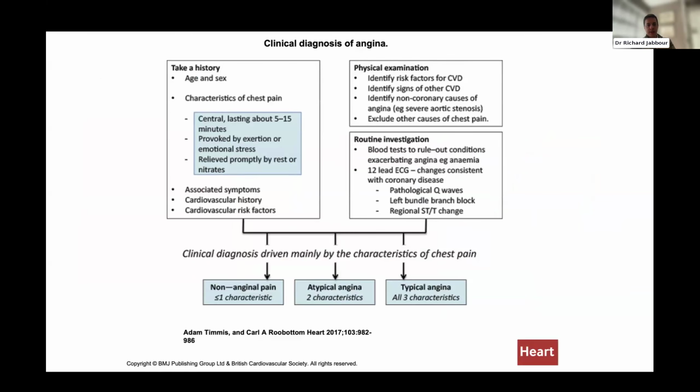Helpfully, there are some characteristics in the history that do increase your pretest probability of having angina or significant coronary artery disease. This is a nice review from 2017 in Heart that goes into the characteristics of chest pain. There are three main characteristics that increase your pretest probability of having coronary artery disease. So if, for example, the pain is central in location, lasting between 5 to 15 minutes, that's one.